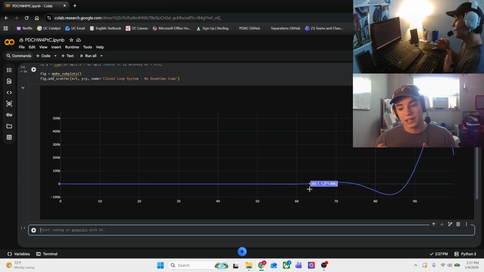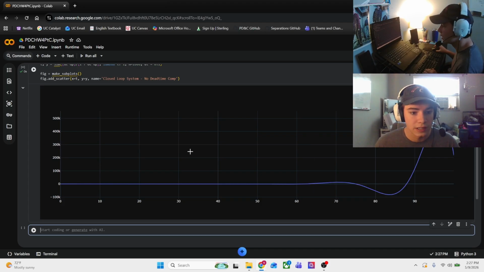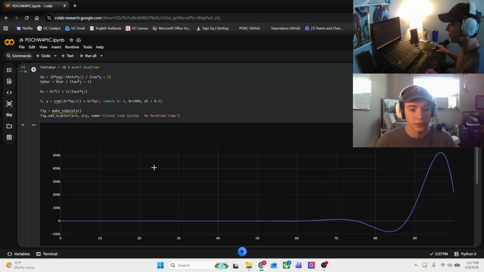So it's a little hard to tell here, which is why I said I think I might want to increase our dt a little bit, but you can see we never really find a stable y here. We kind of just oscillate, we kind of just go straight up and start coming straight back down because there's no compensation for that dead time.